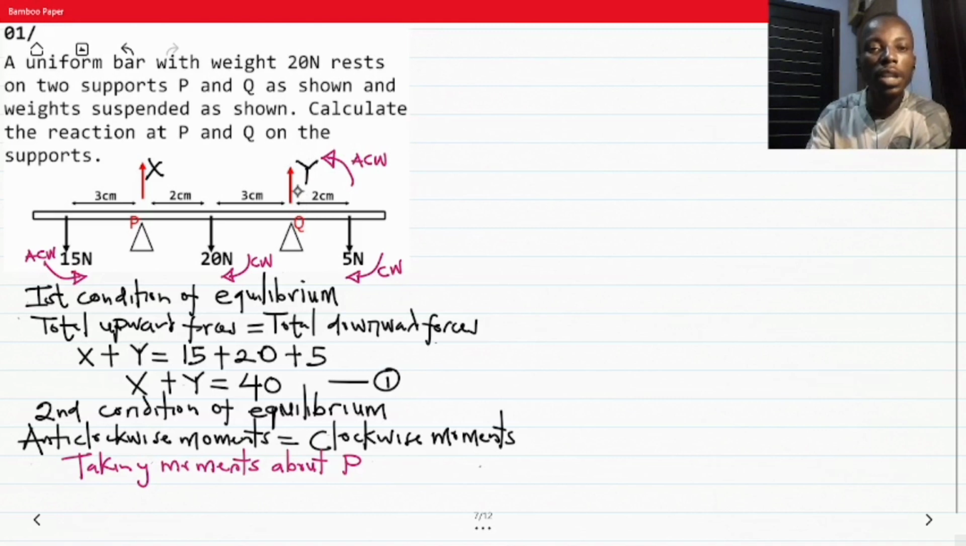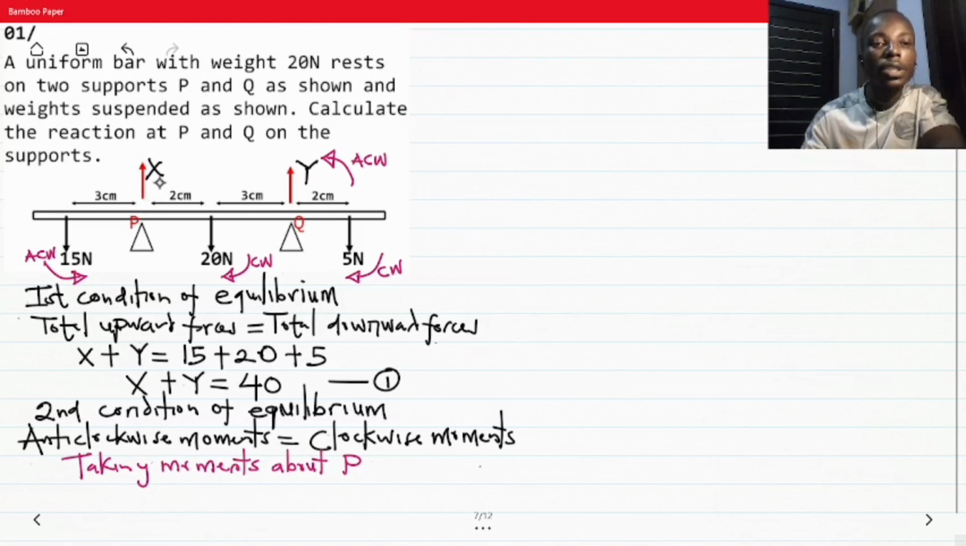If Y had been facing downward, it would be a downward force, but since it's facing upwards, it will give an anti-clockwise moment. Now, force P will not have a turning effect about P because it's directly on P. It has no line of action. There is no perpendicular distance of X about point P.